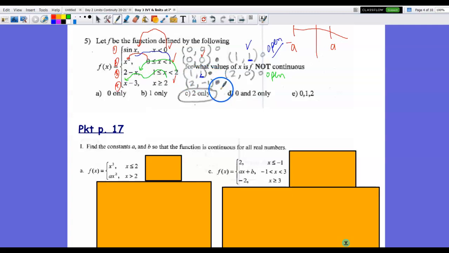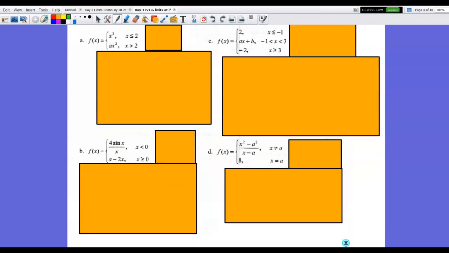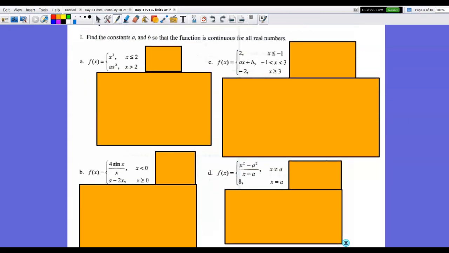We got a problem here. The y values are not the same, so the function cannot be continuous at x equal to 2. And that brings us to our last page of this particular set. Again, the page numbers vary from packet to packet, year to year.